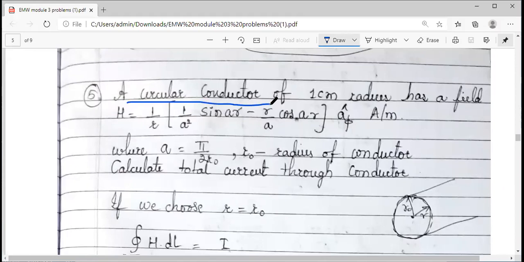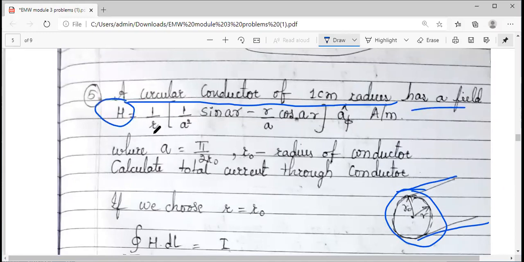There is a circular conductor of 1 centimeter radius. You can see, there is a cylinder kind of a structure which is of 1 centimeter in radius. It has a field H, magnetic field intensity H, given in the question in phi direction. So H is given to you. Till now we have found H value. Now H is already given to you.